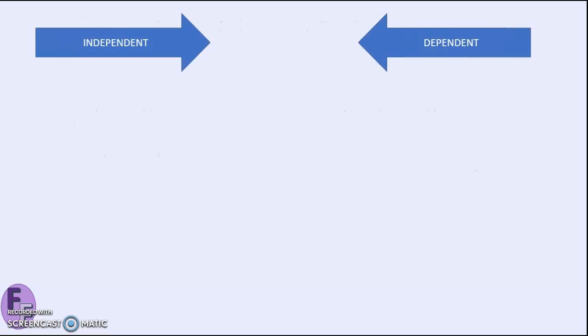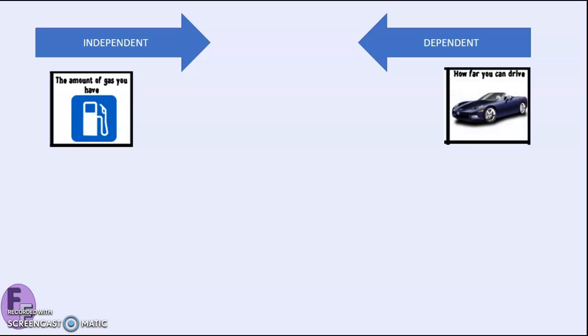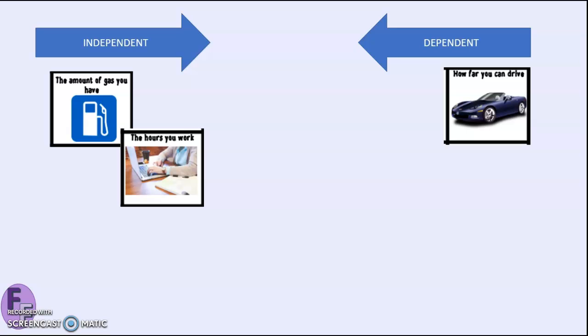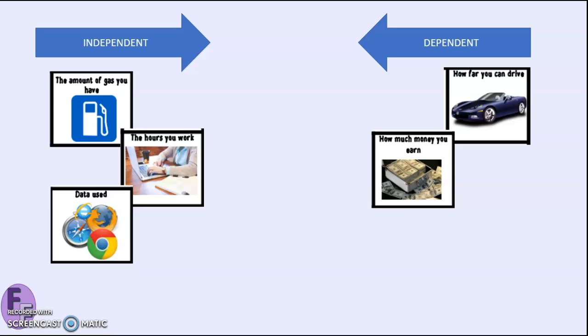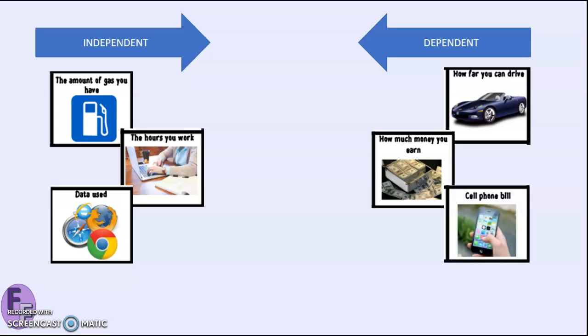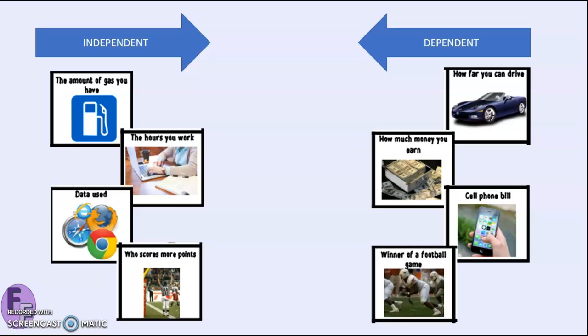Your independent variables and dependent variables, here are some more examples. The amount of gas you have determines how far you can drive. The hours you work determine how much money you earn. The data you use for your cell phone determines your cell phone bill. And the team that scores the most points is the winner of the football game. These are relationships between independent and dependent variables. The dependent variable changes based upon things that happen to the independent variable.